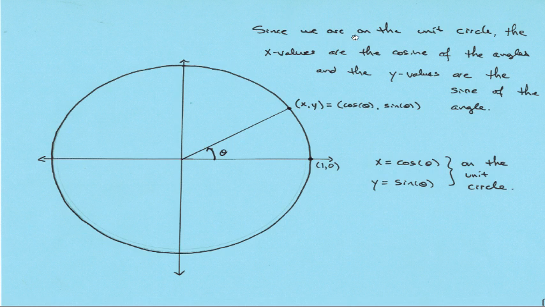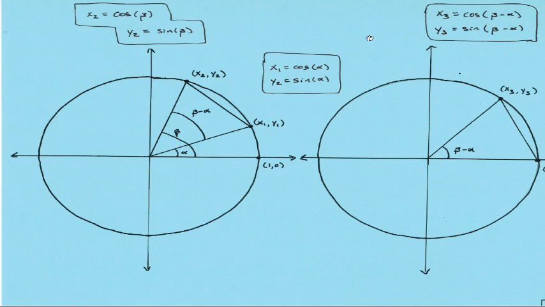Now since we're on the unit circle, remember that the x values are actually the cosine of the angle and the y values are actually the sine of the angle. And so coming back to the diagram that we started with, this means that x sub 2 is going to be the cosine of beta, y sub 2 is the sine of beta, x sub 1 is the cosine of alpha, and y sub 1 is the sine of alpha. X sub 3 is the cosine of beta minus alpha, and y sub 3 is going to be the sine of beta minus alpha.